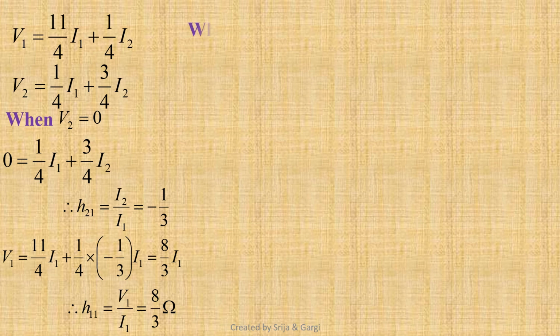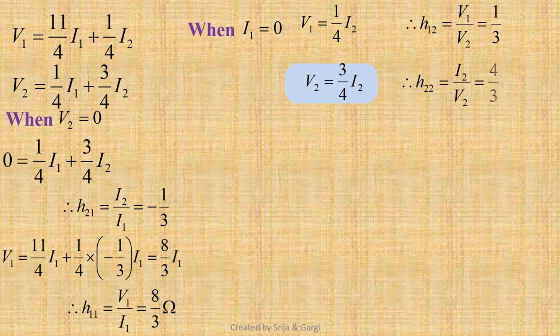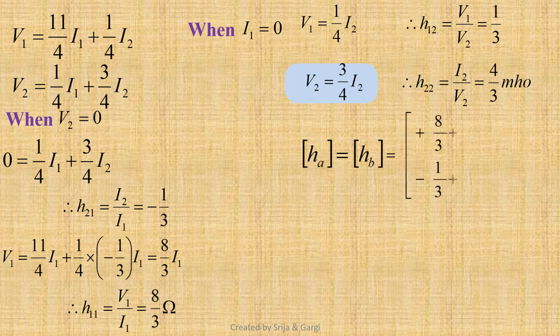Now let us open circuit the input port. So I1 equals 0. From equation number 1 we can write V1 equals 1 by 4 I2. From equation number 2 we get V2 equals 3 by 4 I2. Hence we get H12 equals V1 by V2 equals 1 by 3 and H22 equals I2 by V2, that is equal to 4 by 3 mho. Two identical sections are connected in series parallel fashion. So we can write matrix of HA equals matrix of HB, that is equal to matrix of 8 by 3, 1 by 3, minus 1 by 3, 4 by 3.